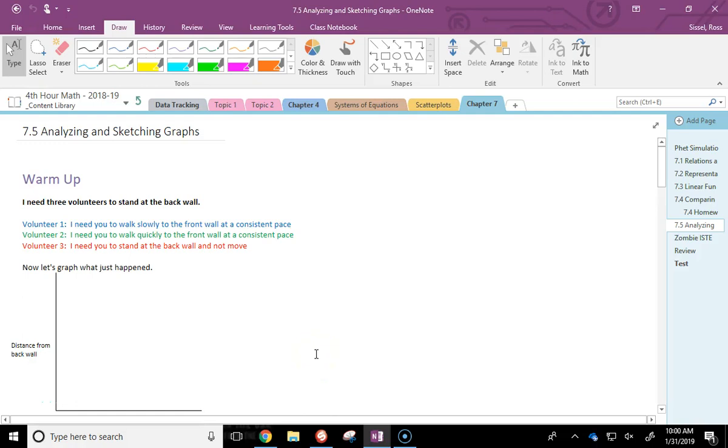So, all my volunteers in a second. Today, 7.5, our goal is analyzing and sketching graphs.